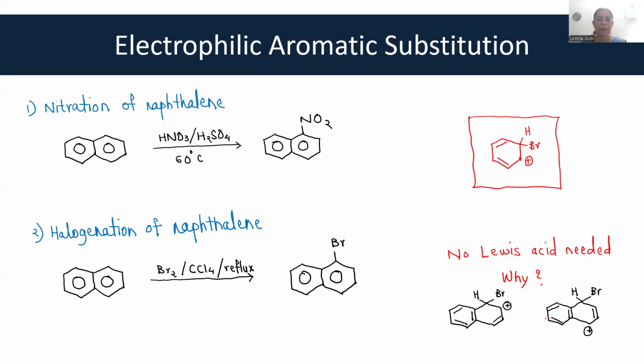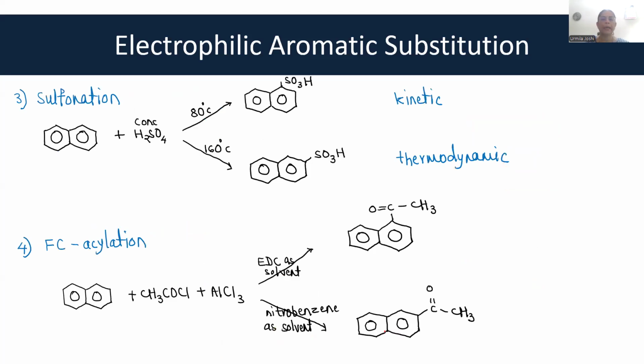And so, the electrophilic aromatic substitution in naphthalene is easier than electrophilic aromatic substitution in benzene. Why? Because even though substitution occurs, only one ring loses its aromaticity. So naphthalene reacts faster, and so the need for Lewis acid is eliminated. There is no AlCl3, there is no BF3, if you can see over here.